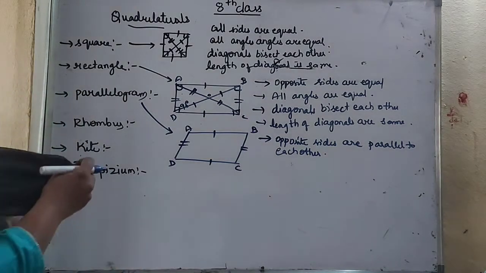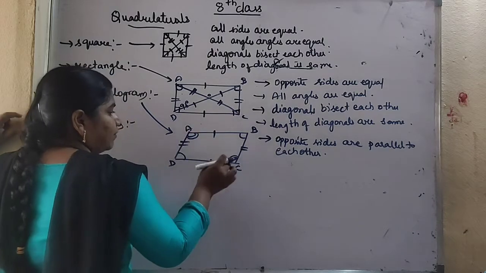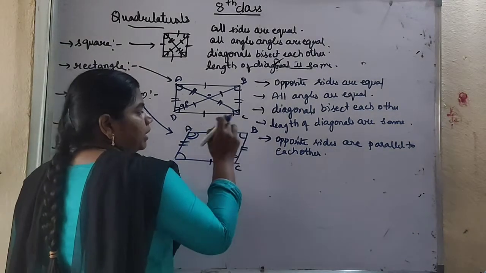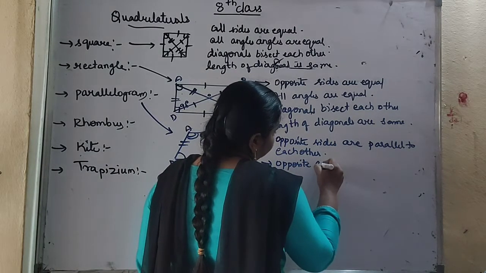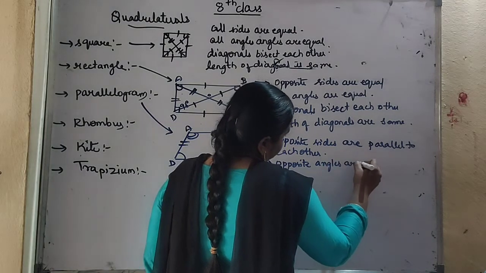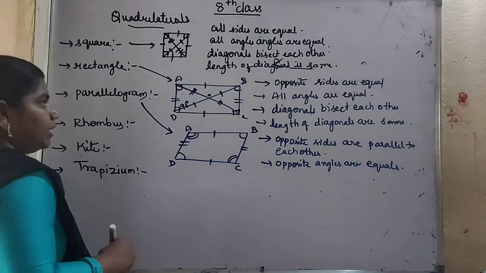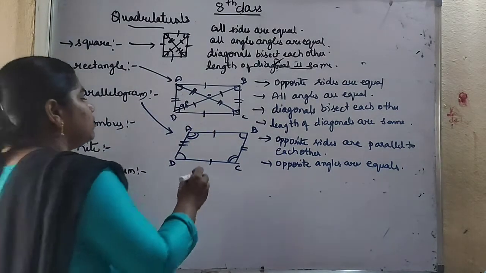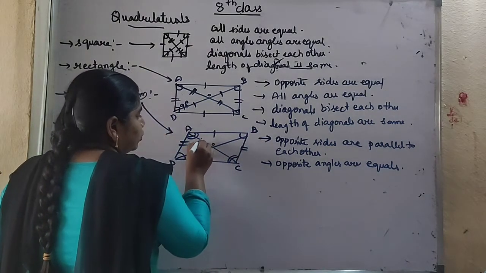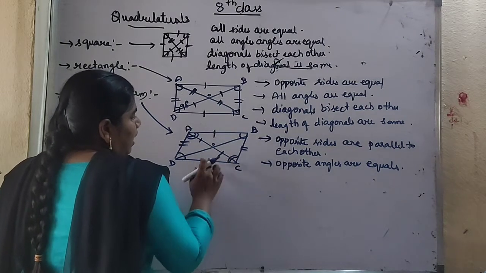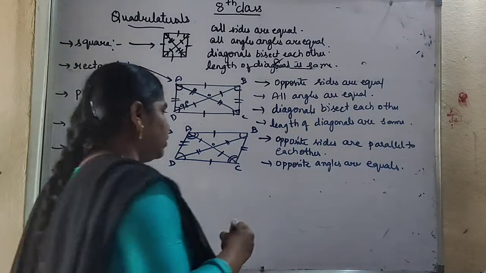Next, in this case, you will see the opposite angles are equal to each other. Angle A will be equal to angle C, angle D will be equal to angle B. So opposite angles are equal. This is our second property. And the third property is diagonals bisect each other. If the intersection is O, the length of OA will be equal to OC, and the length of OD will be equal to OB. So here the diagonals bisect each other.